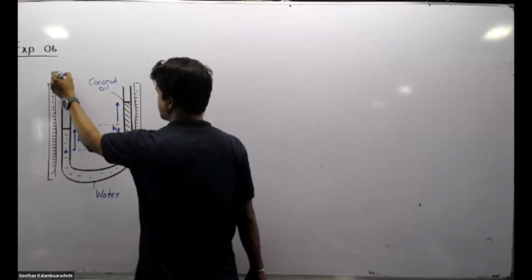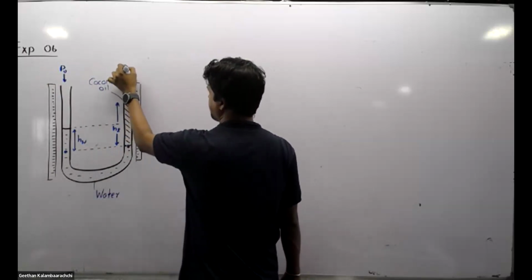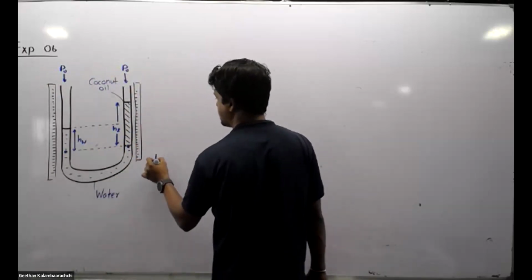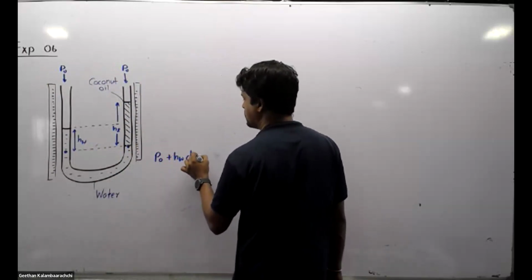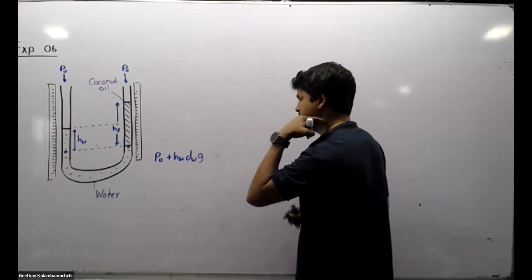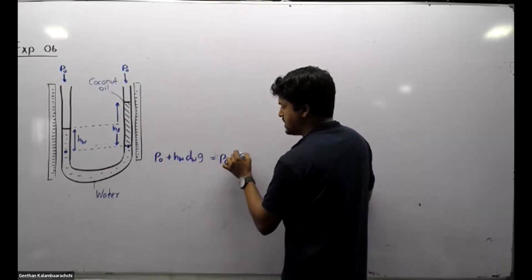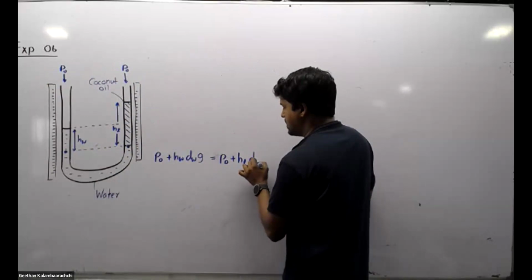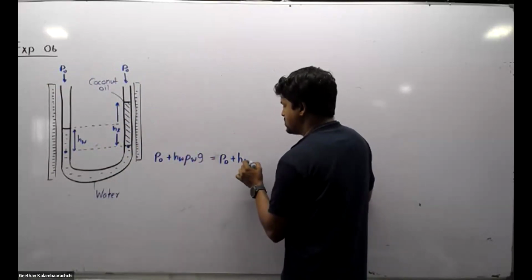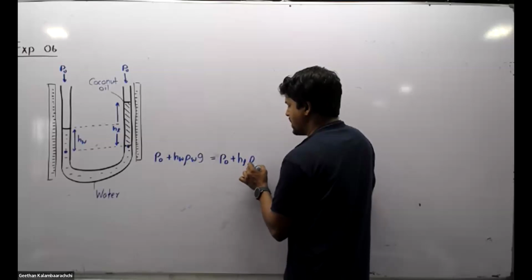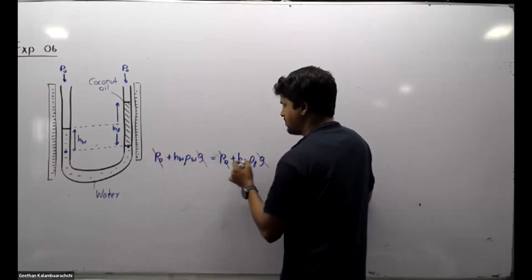Atmospheric pressure affects both of the limbs. So you can say the pressure at this point is P note plus HW dW G, where dW is the density of water, times G. On the other hand, it's atmospheric pressure plus HL dL G. So P note is cancelled and G is also cancelled afterwards, leaving HW rho W equal to HL rho L.